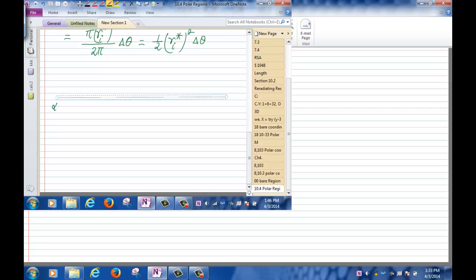So here is alpha and here is beta. And I am going to divide this interval into smaller subintervals. That is, I'm going to pick a partition of this interval. So alpha would be theta 0. And then I'll have theta 1 here, and then theta 2 here, theta 3 here, and so on. At some point, I am going to have theta i minus 1.